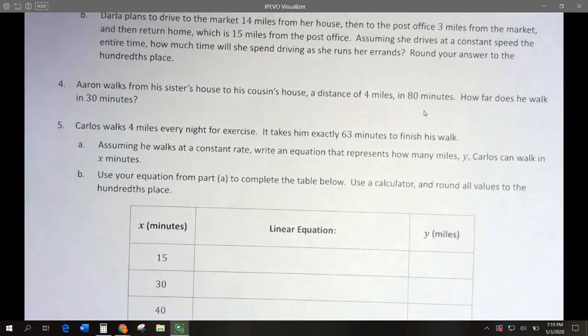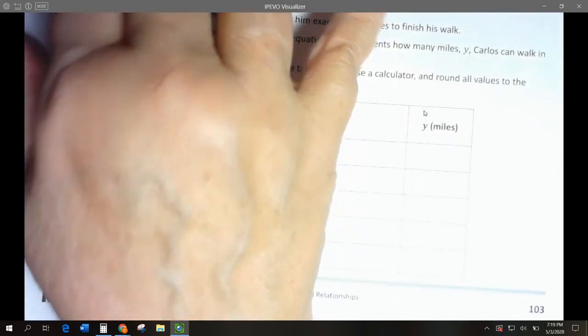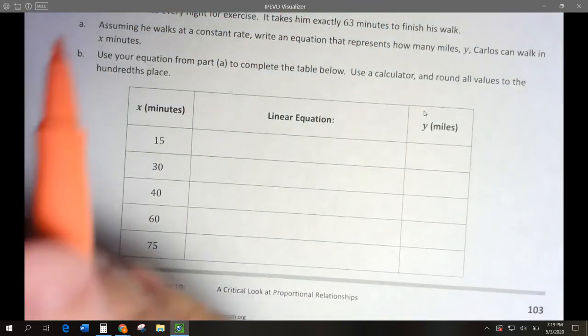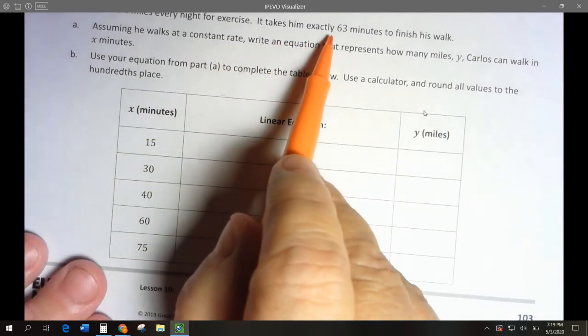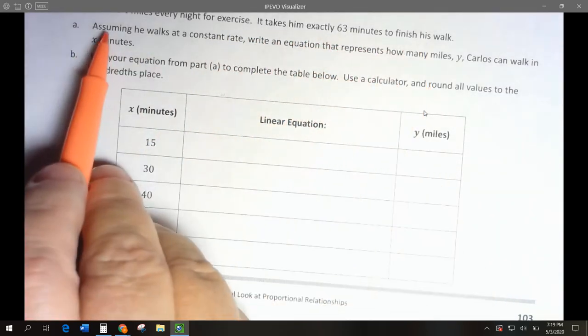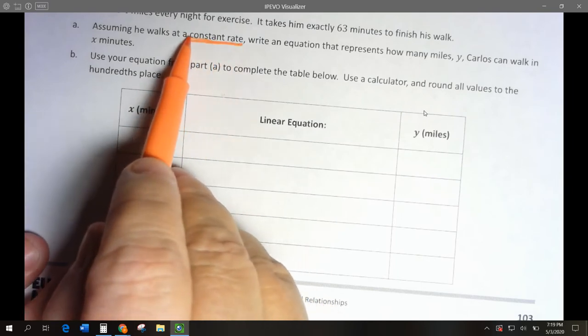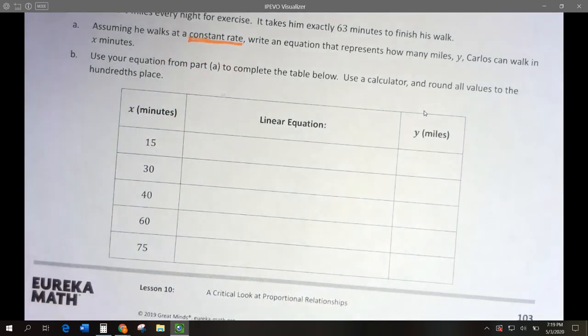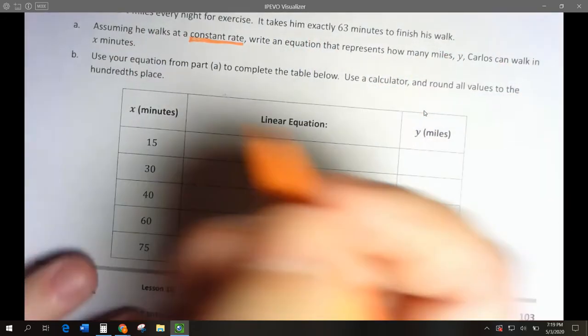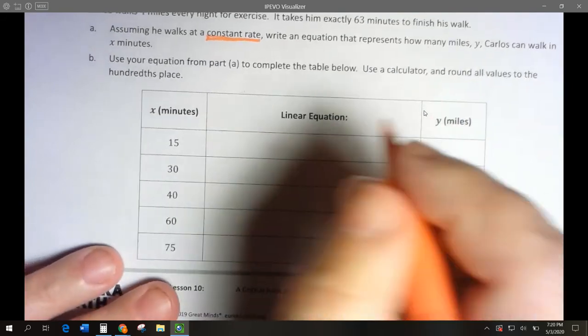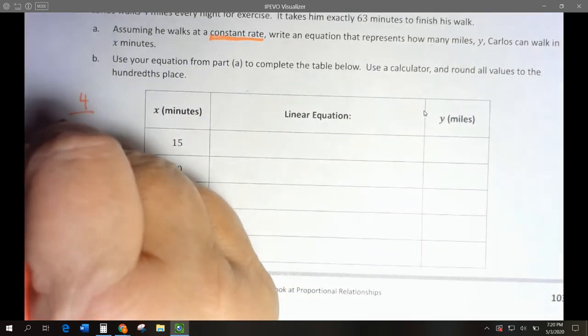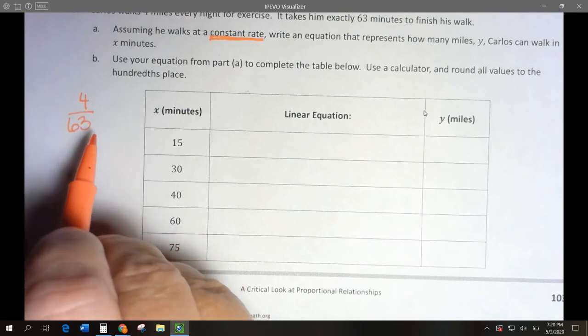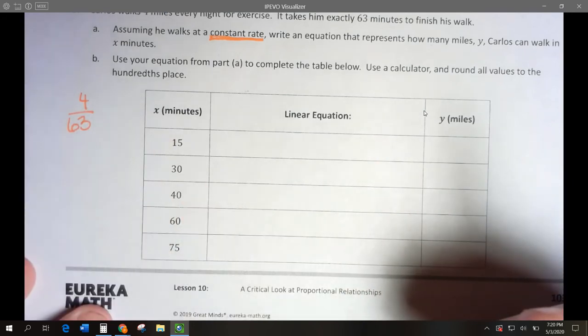Our last one for today. So Carlos walks 4 miles every night. It takes exactly 63 minutes to finish his walk. Assuming he walks at a constant rate, there again we got the constant, we can answer that. Write an equation that represents how many miles he walks and why. So our rate is distance over time, right? So 4 over 63, 4 miles, 63 minutes, right?